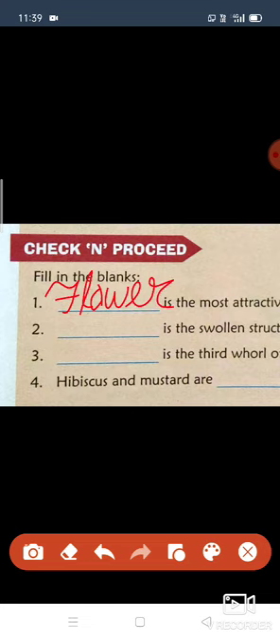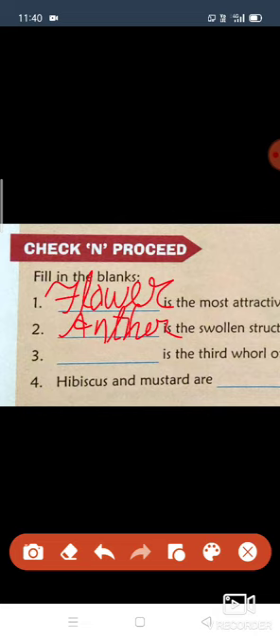Now look at the second one. Dash is the swollen structure at the tip of the filament. Children, we know that anther and filament are both made up of a stamen, and stamen is the male reproductive part. So dash is the swollen structure. The answer will be anther. Anther is the swollen structure of the filament.